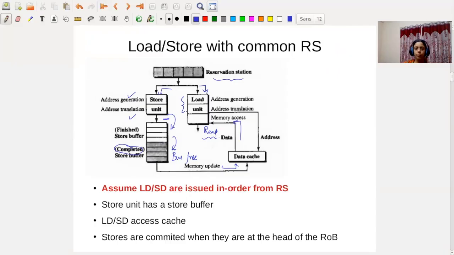So let us now assume for some amount of this discussion that we are performing in-order issue of load and stores from the reservation station. Ideally we want to do this out of order, but we will first assume that it is performed in order. We also assume that there is this store buffer here. We also assume we have a cache which is being accessed, and stores are committed only when they are at the head of the ROB.